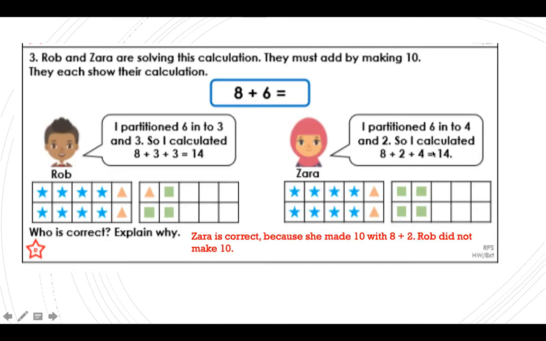Okay, on number 3, have a go at marking this. So I've written Zara is correct because she made 10 with 8 plus 2. Rob did not make 10. Okay, Rob made 8 plus 3, which is 11. Okay, so Zara is correct.